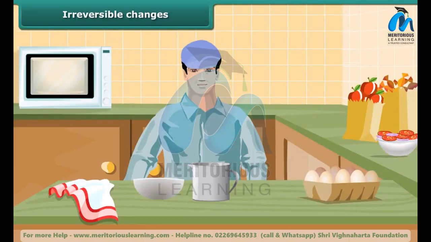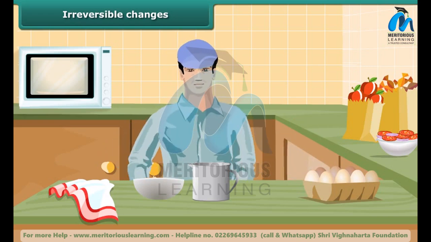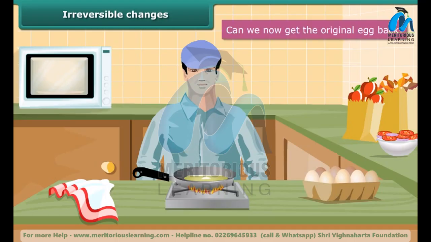Irreversible changes. Let us now look at some more changes and find out whether we can reverse them. Let's try breaking an egg and beating it for an omelette. Let's try to fry this beaten egg on a fry pan. Can we now get the original egg back?